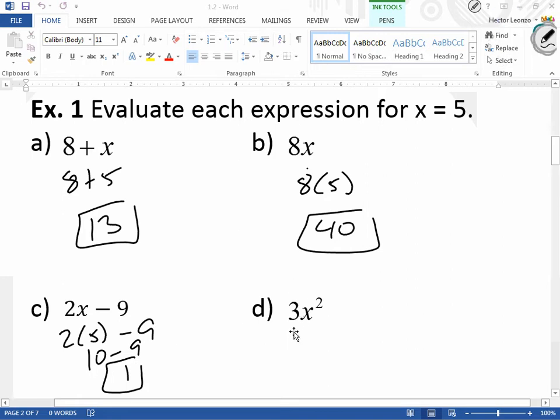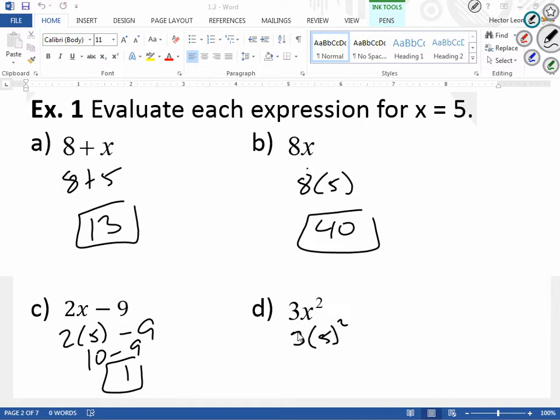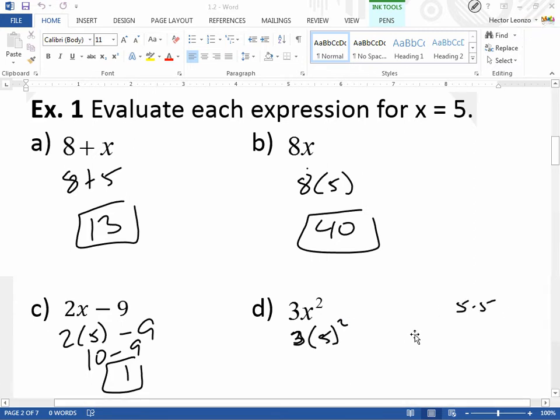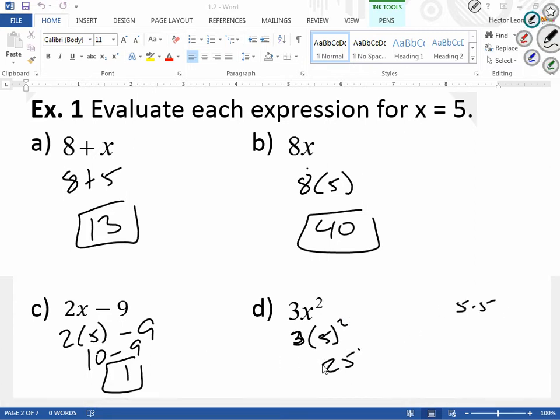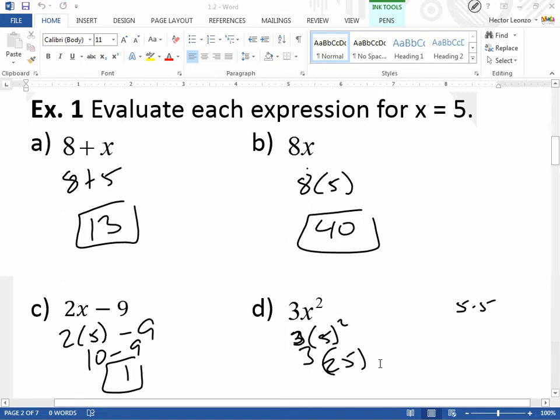Now here I have 3, and then I have 5 squared. From our order of operations, which was in the previous section, we learned that I have to do exponents before I multiply. So let me do 5 squared first. 5 to the second power, in my mind, I'm thinking 5 times 5. So that is 25. So 3 times 25, I'm going to simplify that as 75.